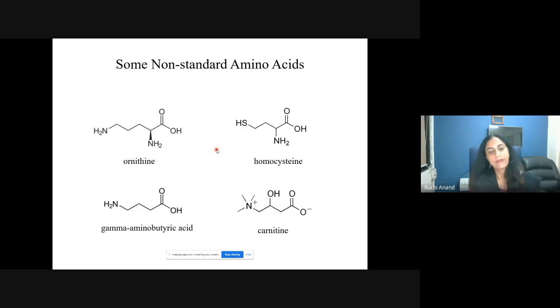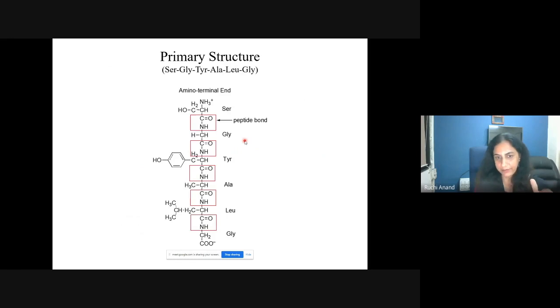There are other amino acids which are non-standard, like ornithine, homocysteine, gamma-aminobutyric acid, and carnitine, and some of them are involved as neurotransmitters and so on. Homocysteine is not cysteine, but a variant of it. So these are used for special purposes when you require certain specialized functions. But generally, most amino acids like these are not present in proteins because the 20 amino acids take precedence.